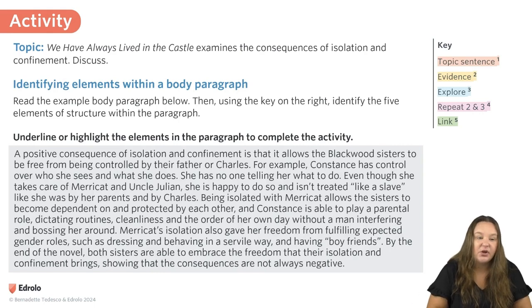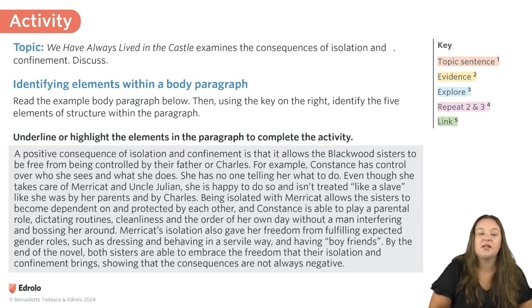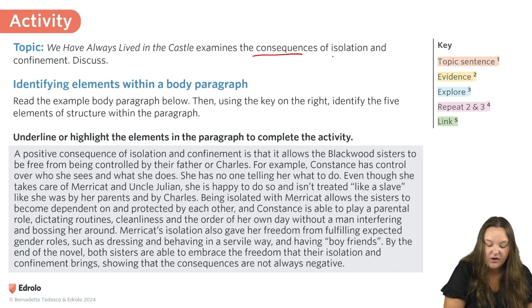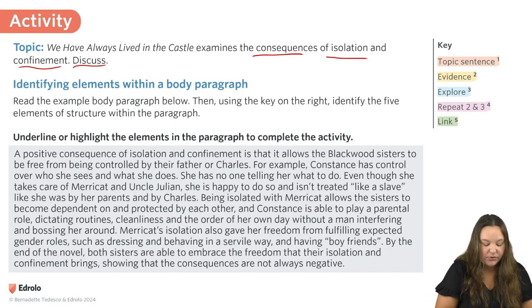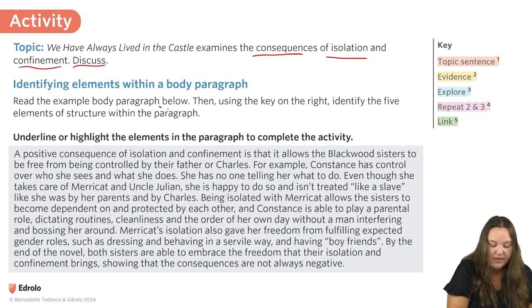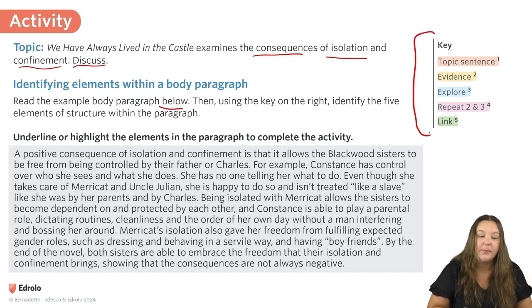All right, so I'd like you to have a go at this activity here. The essay topic for this body paragraph sample is "We've Always Lived in the Castle examines the consequences of isolation and confinement. Discuss." What I want you to do is identify the elements of the essay body paragraph structure within this sample. So read the body paragraph below. Then use the key here on the right and identify the 5 elements of structure within this paragraph here.